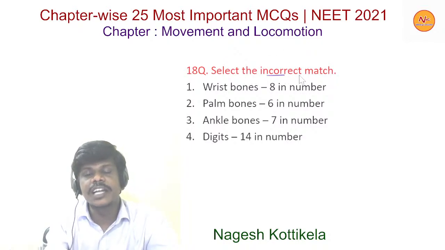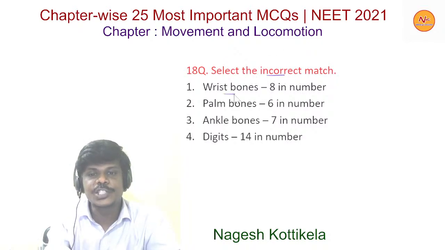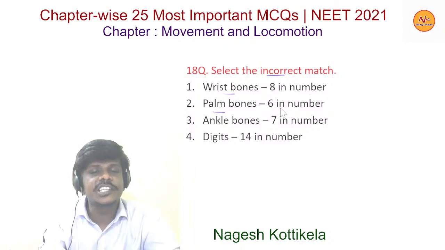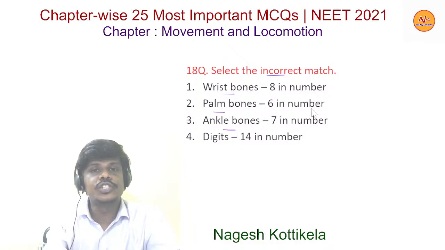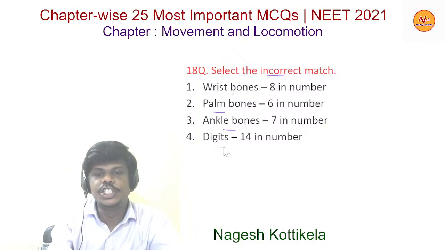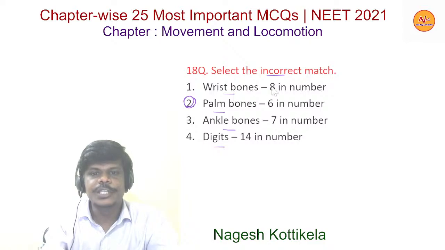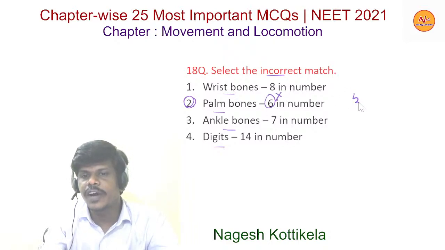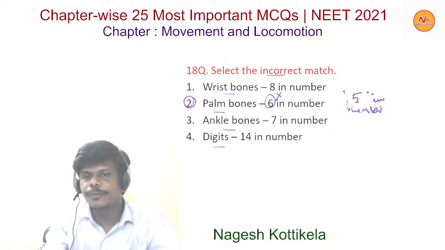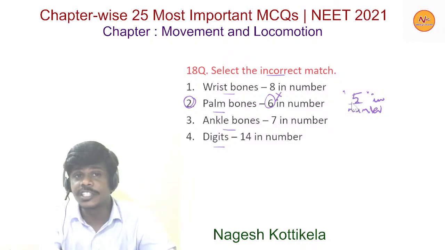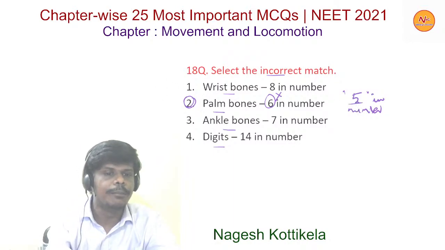Select the incorrect match. Option 1, wrist bones 8 in number, palm bones 6 in number, ankle bones 7 in number, digits 14 in number. And here option 2 is the incorrect match, because palm bones are not 6, it is 5 in number. So the number of palm bones is 5, not 6. So this is incorrect. Now moving to the next question.